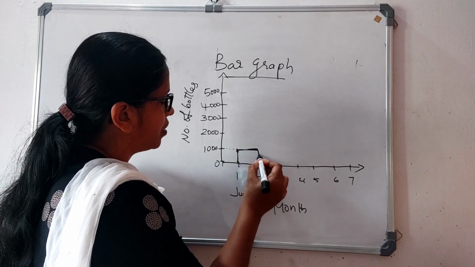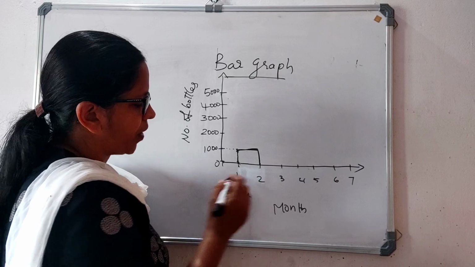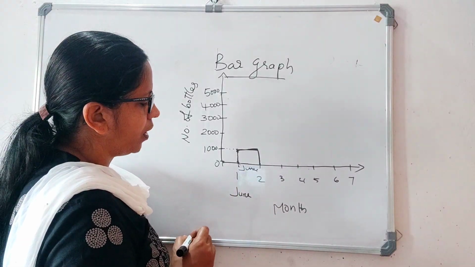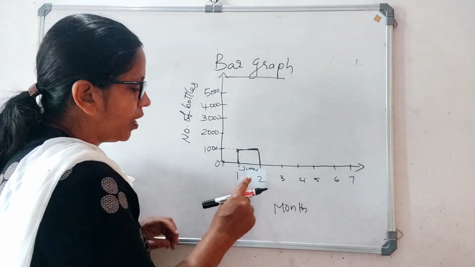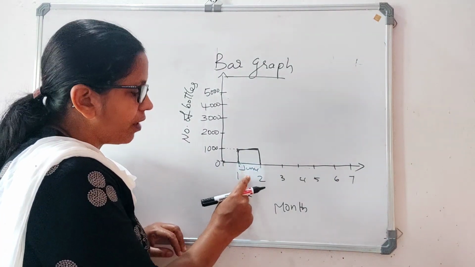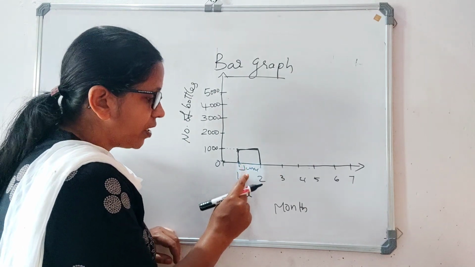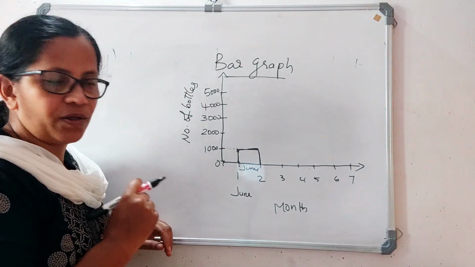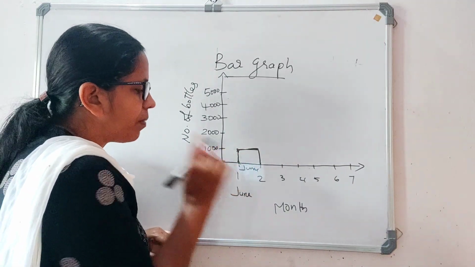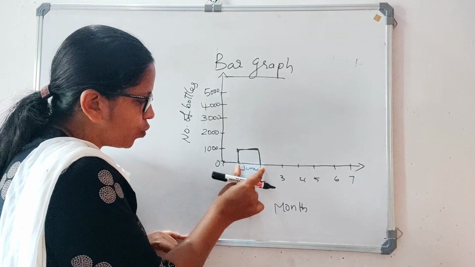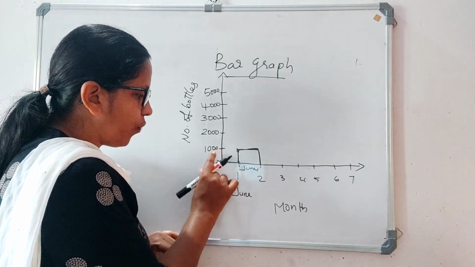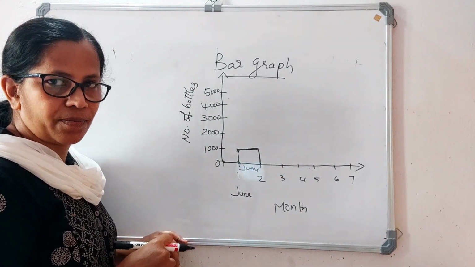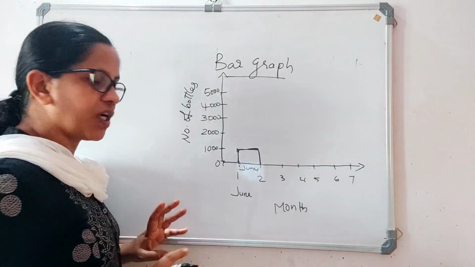Join the lines to the next 1 centimeter and write here June, the month of June. Okay, so first one, when I look at this bar graph, I can understand that in the month of June they produce 1000 bottles. Without giving any information, looking at the bar, I can understand in the month of June the company manufactured 1000, because it is drawn here, 1000 bottles. Okay, that is one bar ready.